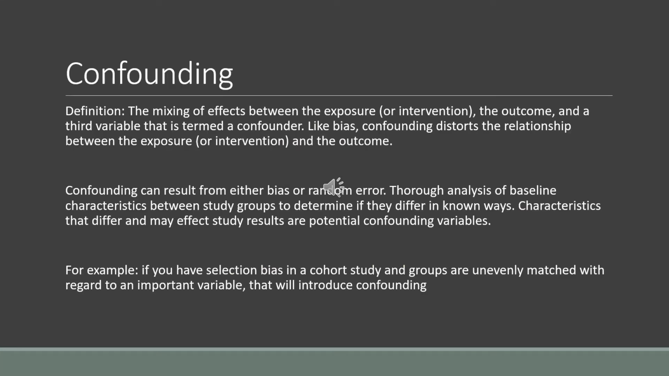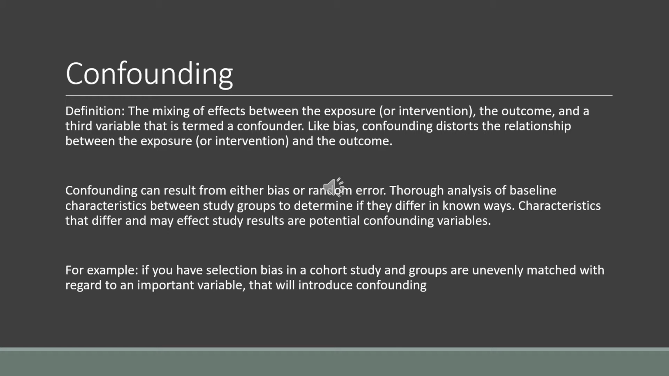To reiterate what we said in lecture 2, the definition of confounding is technically the mixing of effects between the exposure or intervention, the outcome, and a third variable that is termed a confounder. Like bias, confounding distorts the relationship between the exposure and the outcome. Confounding can result from either bias or random error.